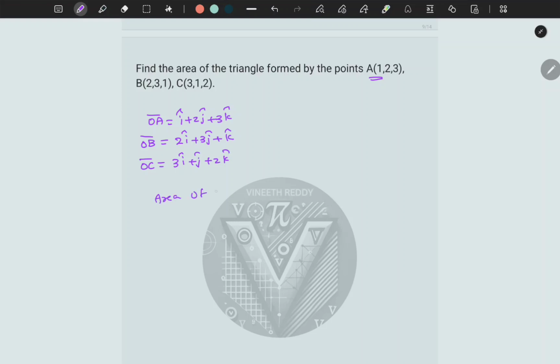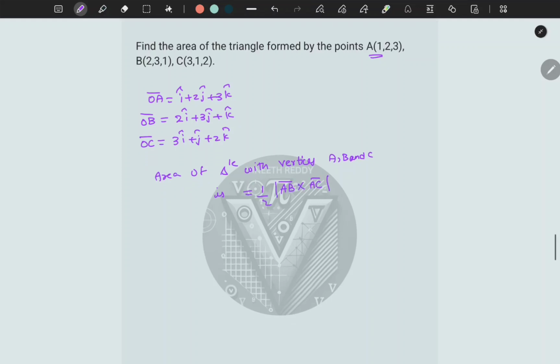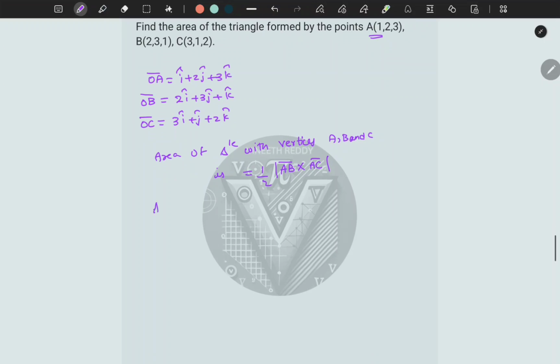So the area of the triangle with the vertices A, B and C is half the magnitude of AB vector cross AC vector. Okay, so we have to first find AB vector. That will be OB vector minus OA vector. So subtract OA vector from OB vector. That means 2i cap minus i cap should be i cap, 3j cap minus 2j cap should be plus j cap, k cap minus 3k cap should be minus 2k cap, right?